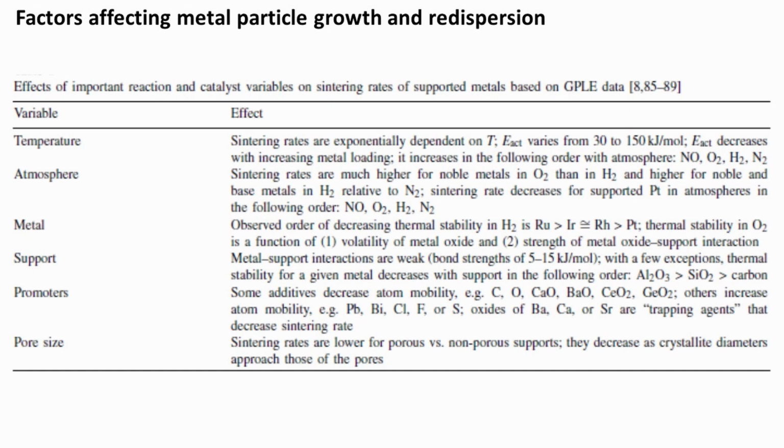Temperature, atmosphere, metal type, metal dispersion, promoters and support, surface area, texture and porosity are the principal parameters affecting the rate of sintering and redispersion. The sintering rate increases exponentially with temperature. Metals sinter relatively rapidly in oxygen and relatively slowly in hydrogen. Also, depending upon the support, metal redispersion can be facilitated by exposure at high temperature to oxygen and to chlorine, followed by reduction. Water vapor also increases the sintering rate of supported metals.